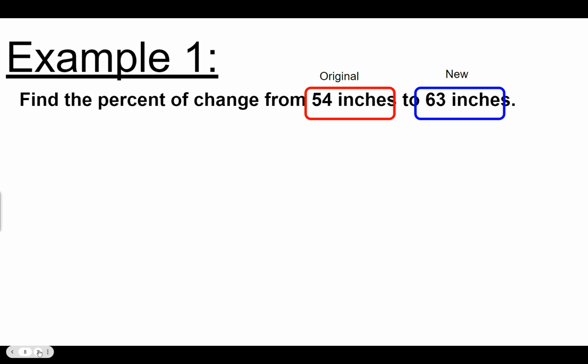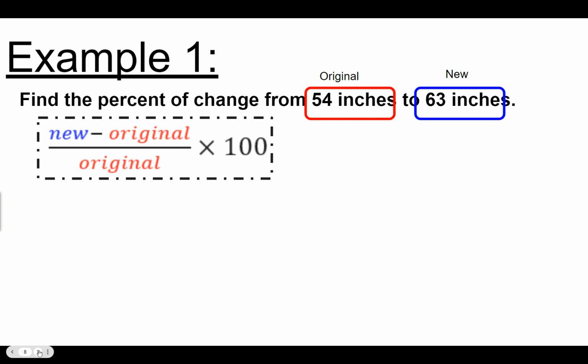Now that we have that, we are going to write down our formula, because we always want to make sure we have the correct formula next to us. So you will need to write it down. It will be on the assessment and ask you to write down the formula as well as part of your work. So please write down the formula. New minus original over original times 100. If you want to write just N minus O over O times 100, you can do that. You can abbreviate it just with the first letter. That works too.